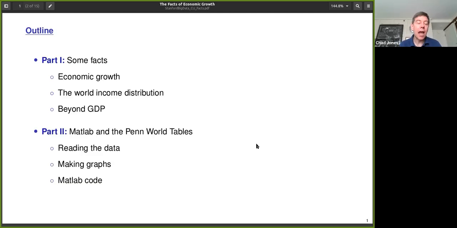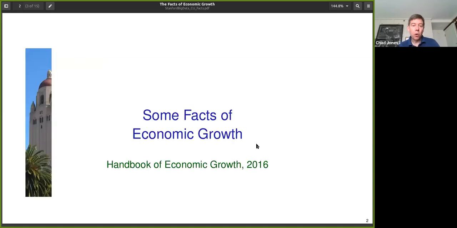I used MATLAB, and so I made the MATLAB code available for reading the Penn World Tables or for reading the census data, and I'll spend a minute or two at the end of each of these halves talking about that code a little bit. Okay, so the first part of this comes from this Handbook of Economic Growth chapter that I wrote several years ago.